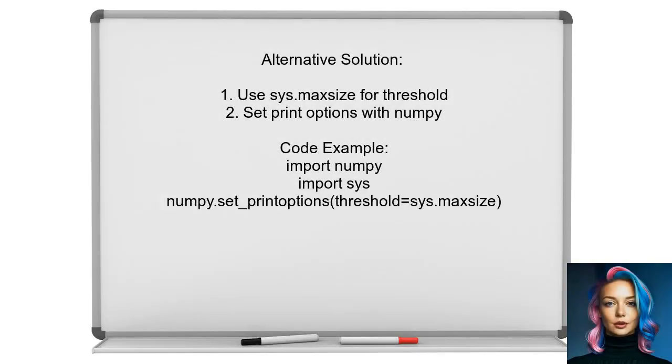An alternative solution provided by another user suggests that since Python 3, the threshold for printing Numpy arrays cannot be set to unlimited. Instead, they recommend using sys.maxsize to set the threshold. This allows you to print the entire Numpy array without truncation.